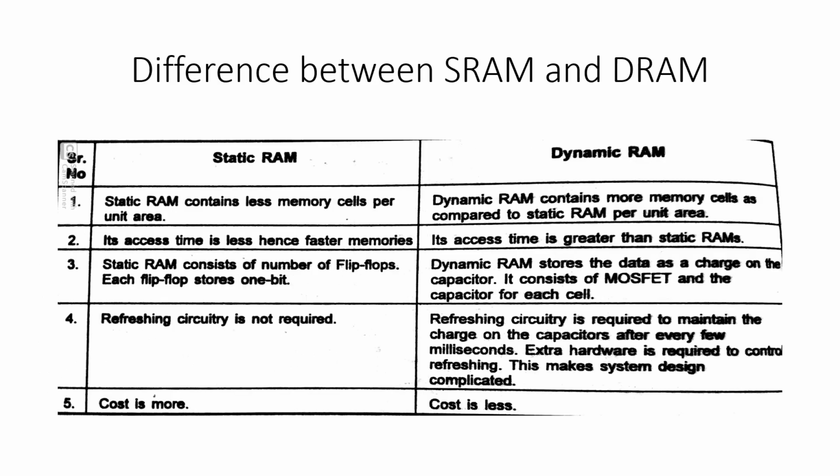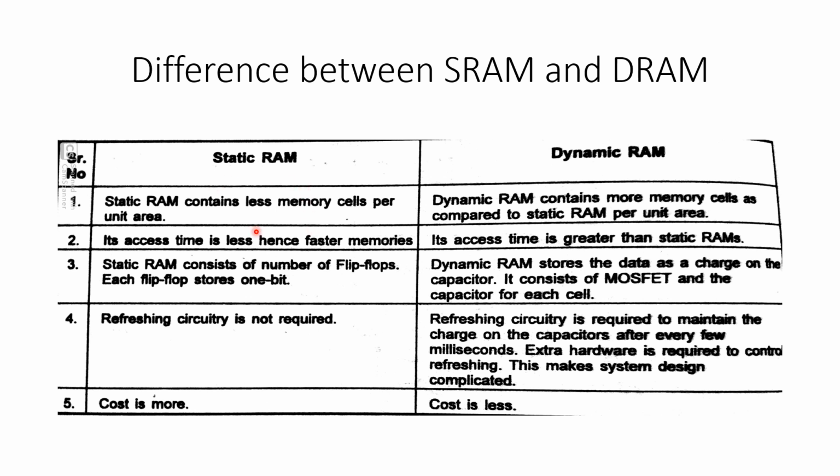So now the major differences between static RAM and dynamic RAM. The static RAM contains fewer memory cells per unit area because it consists of a larger number of flip-flops per unit area, whereas the dynamic RAM contains more. Static RAM access time is less, hence it is a faster memory. In the dynamic RAM the size is greater than static RAM and the access time is also high compared with the static RAM, so it is a slower memory.